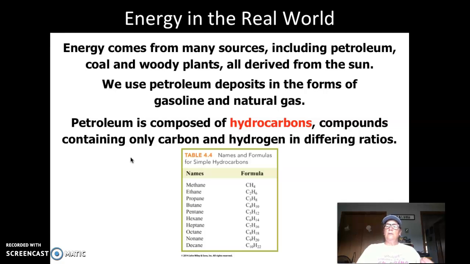Okay, and again, here shows you some of the fuels that we use. When you get crude oil, you get all these things mixed together, and so that's what the distilleries do, is they separate them into components, and it's just a different ratio of carbon to hydrogen.